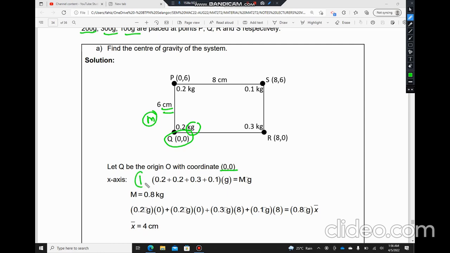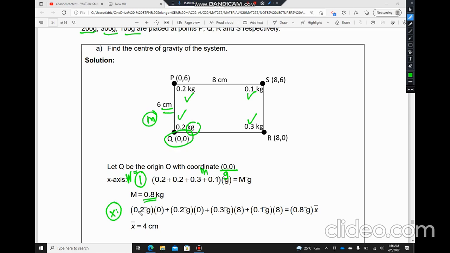Okay, so first of all kita nak kira M kan, jisim dia semua. So we get formula mg, yang ni untuk weight sebenarnya kan, W equals to M multiply by G. So M 0.2, 0.2, 0.3 and 0.1. Okay, so the total of M is 0.8 kg. Okay, next kita consider pada distance. Okay, kita ambil untuk X. So you need to consider X.